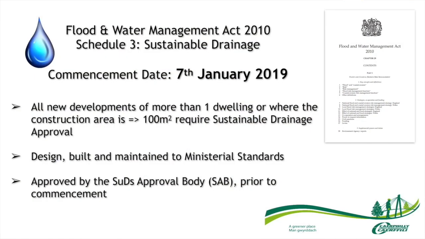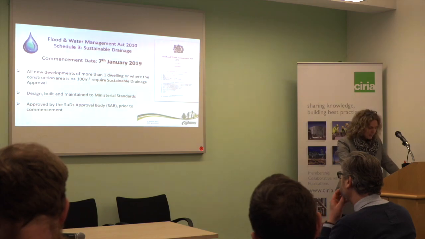So, from the 7th of January 2019, all new developments of more than one dwelling or where the construction area is over 100 square metres will require SAB approval in Wales. This basically means that any new development that comes through will have to have SUDS incorporated into the design. SUDS must be designed and built in accordance with the Welsh statutory standards, and they must be approved by the SAB before construction begins.